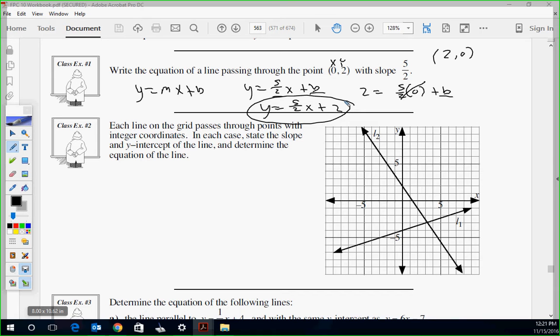Each line on the grid passes through the points with integer coordinates. In each case, state the slope and y-intercept of the line and determine the equation of the line. So we have two lines here. We're trying to figure out the y-intercept. Let's do the negative line here first. Let's do this guy. So there's the y-intercept, right there. So we know it's going to be y equals mx plus 2, because the y-intercept is 2.